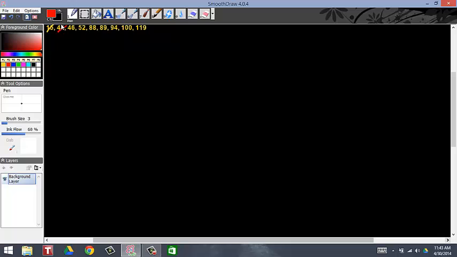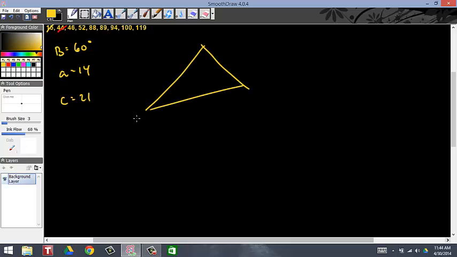Okay, so that was 44. 46. Law of cosines. Solve for the triangle. So let's see. They say B equals 60 degrees, A equals 14, C equals 21. Sometimes I like to just draw the triangle out because then I get to see visually what I am actually solving for. So it looks like I'm trying to solve for B, angle A, and angle C.